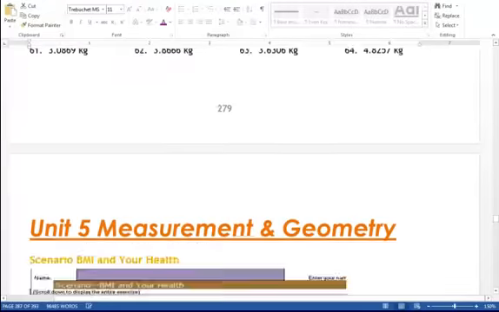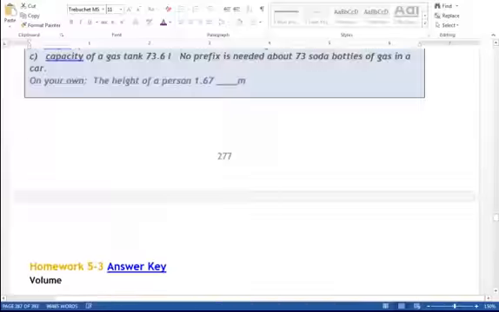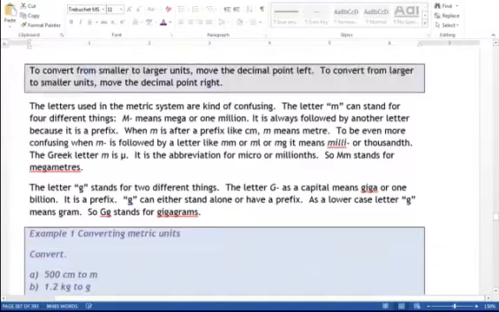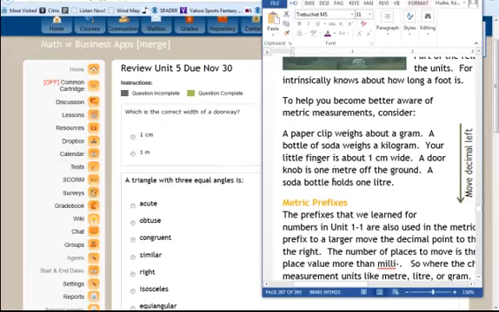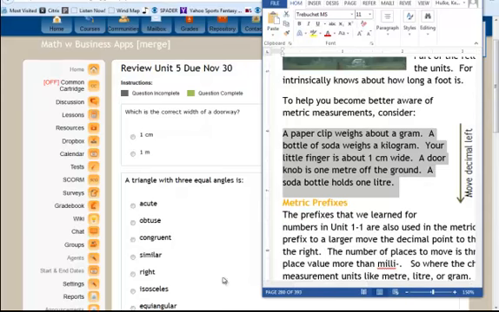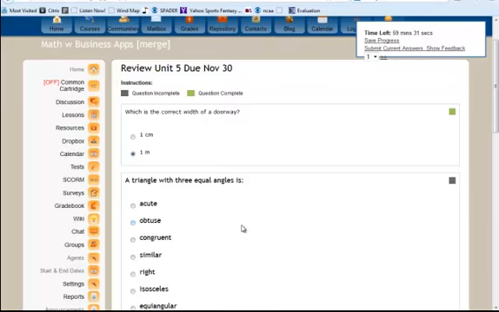And if you recall in the book, we were talking about the different sizes. And I'm looking at this page that tells us what the different sizes are. And if you notice, it says about the different things. And so you can see the correct width for a doorway would be about 1 meter.